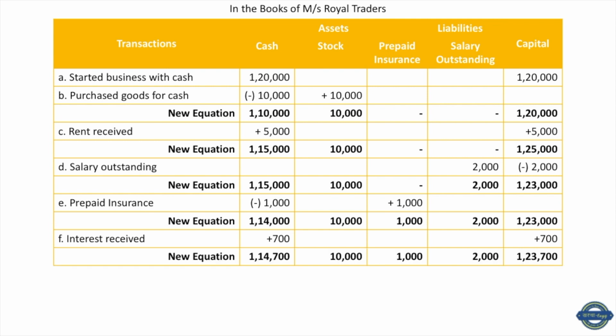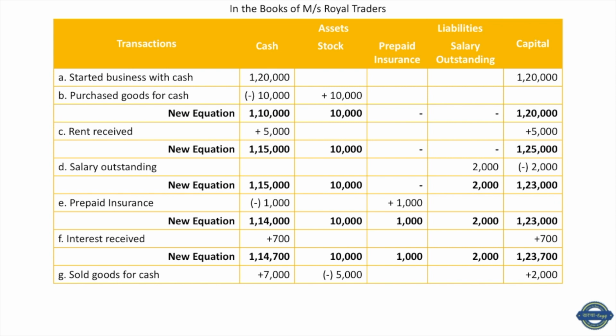Then sold goods for cash. We have sold goods for cash and the cost of the goods that we have sold is rupees 5,000. So we will deduct rupees 5,000 from stock as this was the cost of the stock. That is why we will deduct rupees 5,000 from the stock column. We have sold these goods for cash. That means we will see an inflow of cash of rupees 7,000.